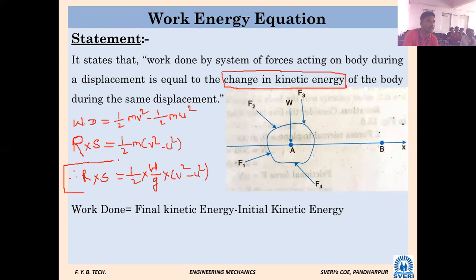Means, what have we seen as the equation for D'Alembert's principle? What is the equation for D'Alembert's principle? Simply R minus M equal to 0. Here, this equation is called the work energy equation: R into S equal to 1/2 W by G into V square minus U square.